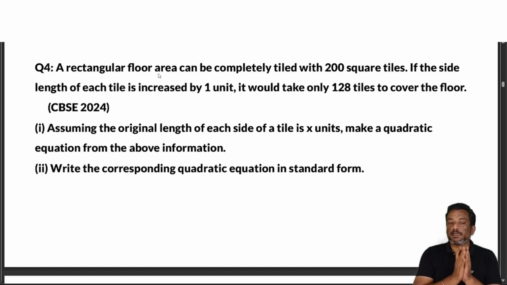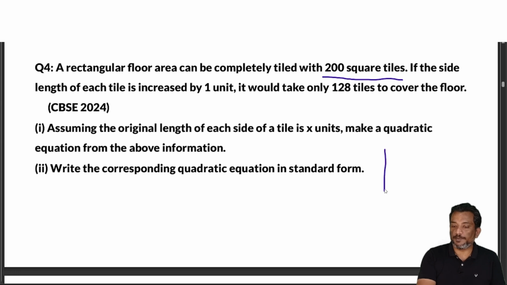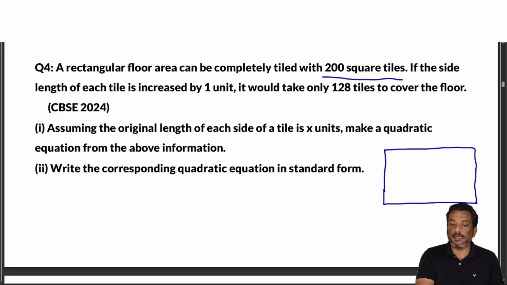It is saying a rectangular floor area can be completely tiled with 200 square tiles. Means there is a shape, you can say this is a shape of a rectangular floor. Okay, yeah, this is a rectangular floor, and in this one we are fitting the smaller square tiles here like this. Okay, and this rectangular floor is filled with the 200 square tiles. Okay, this much is clear.